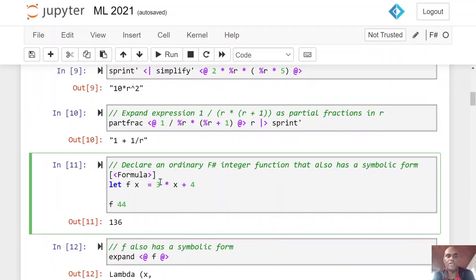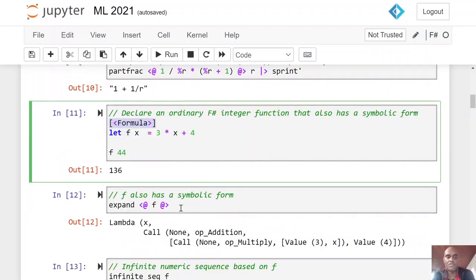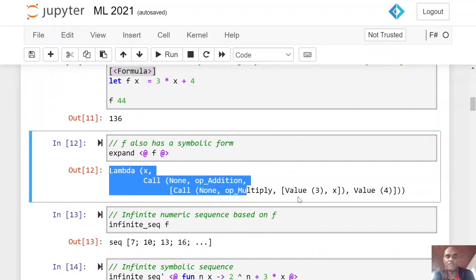Now here we have a simple integer function. This is an ordinary integer function, but by using the formula attribute, we can have access to the symbolic structure of that formula. So if we expand that function f as a quotation, we get the symbolic form of that function.